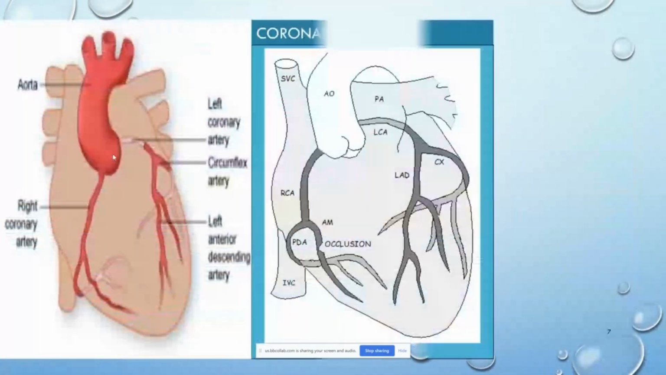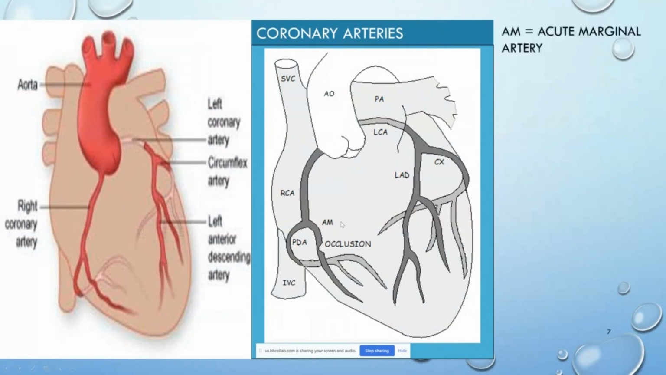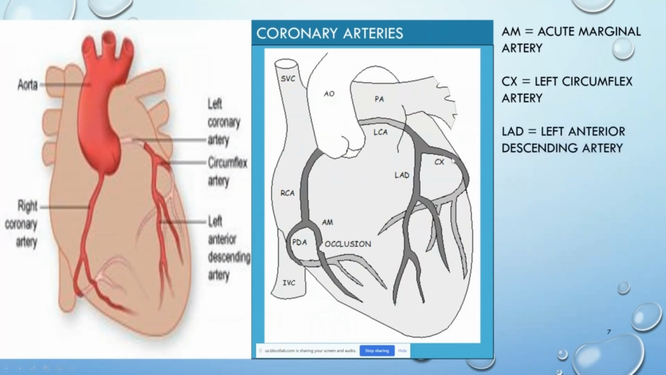All right, so here's your heart, and you need to know your coronary arteries. So you have your acute marginal artery. That's this artery right here where my arrow is. You have your circumflex artery, which is this one right here. You have your left anterior descending artery, which is this one right here. By the way, this one will become the most important artery for you because it feeds both the interventricular septum and so much of that posterior wall.